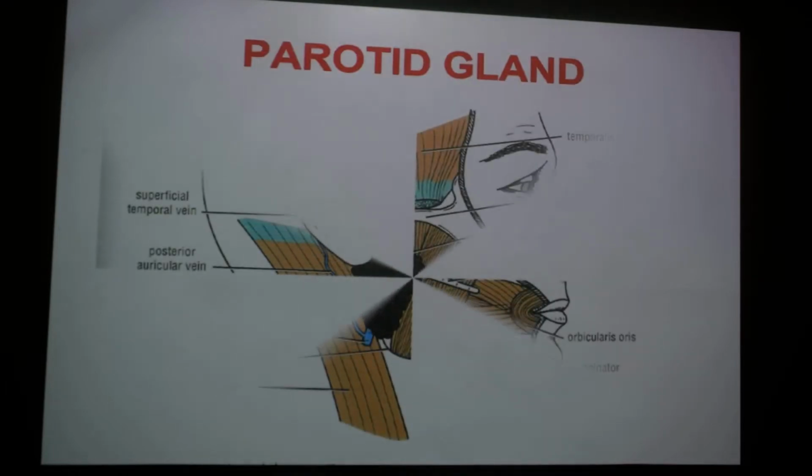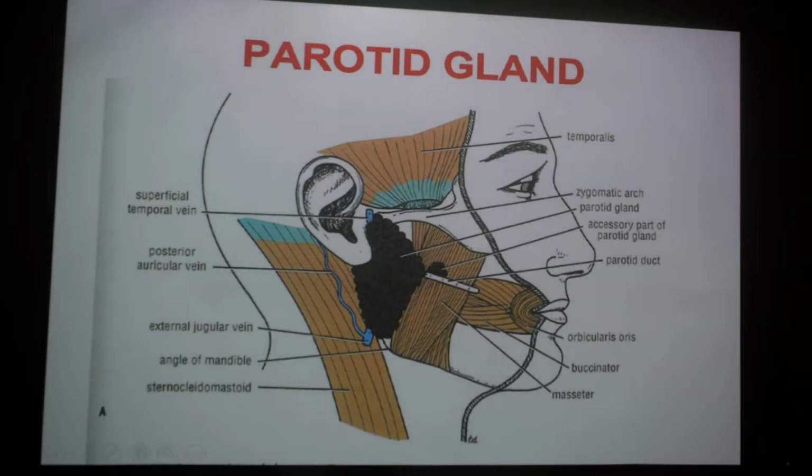Okay, so let's look at the parotid gland. If you see the parotid gland on the superficial surface, it is like a triangular structure. It extends superiorly to the zygomatic arch, and inferiorly it extends up to the angle of the mandible. The anterior border is going up to the masseter, and the posterior border is going towards the sternocleidomastoid, or overlapping the sternocleidomastoid.